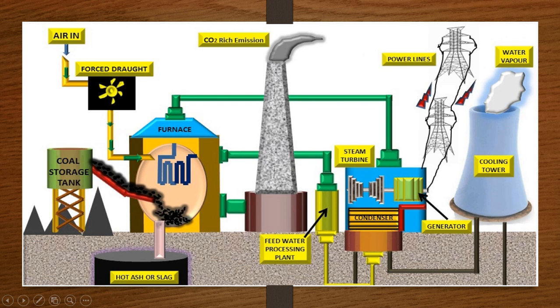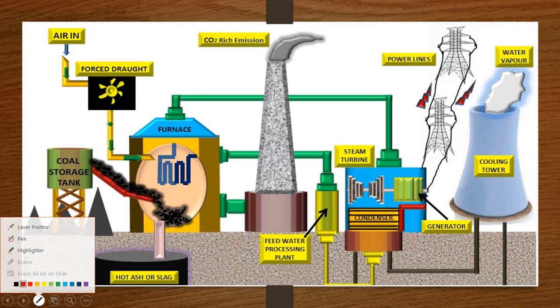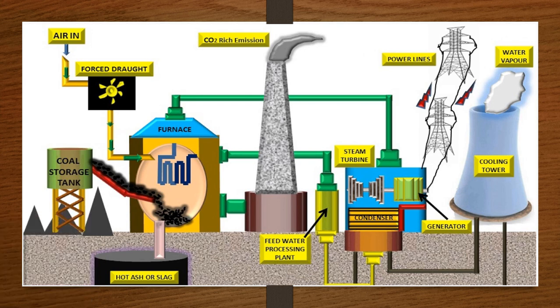Whenever the turbine starts rotating, this turbine is coupled with a generator. See this coupling. That means the generator and the turbine, those two are connected here. So this is the coupling. This is turbine and this is generator. If the turbine is rotating, the shaft is connected to the generator also. Therefore, we are giving mechanical energy to the generator. Then the generator converts that mechanical energy into electrical energy. So then we will get the electrical energy. We are taking it through these power lines.